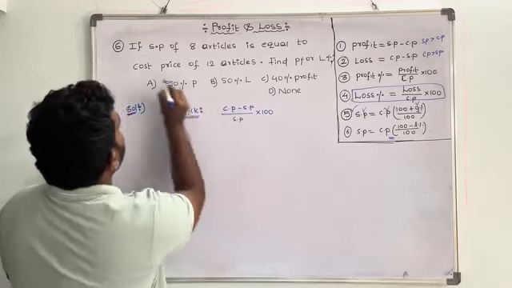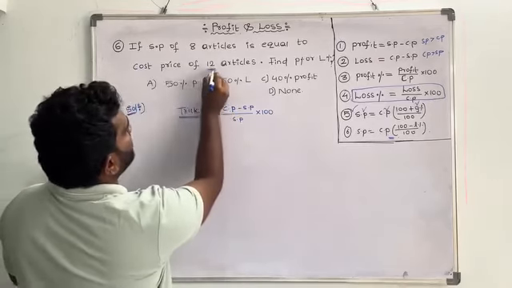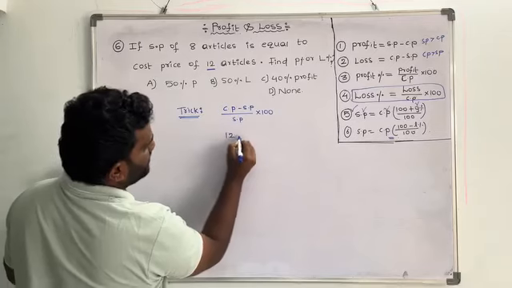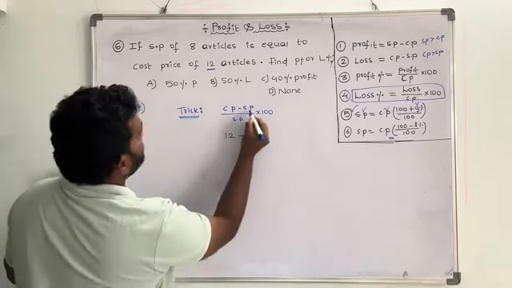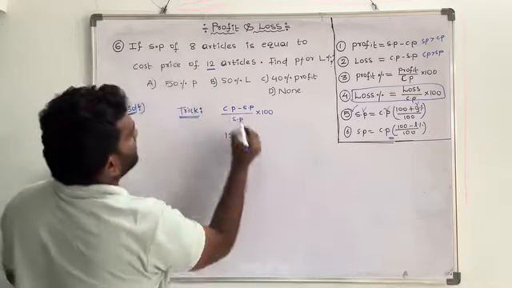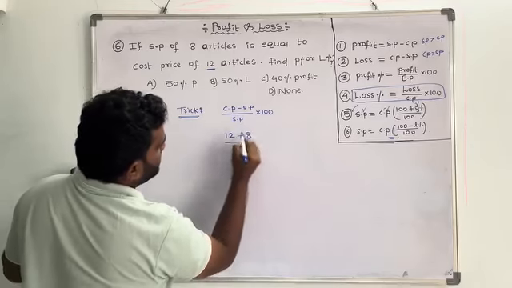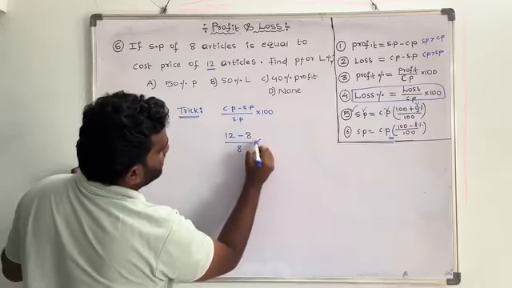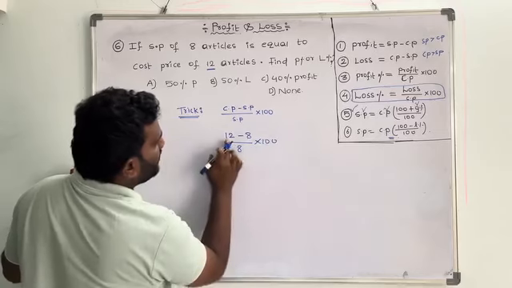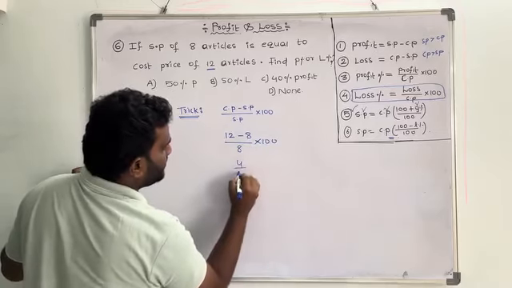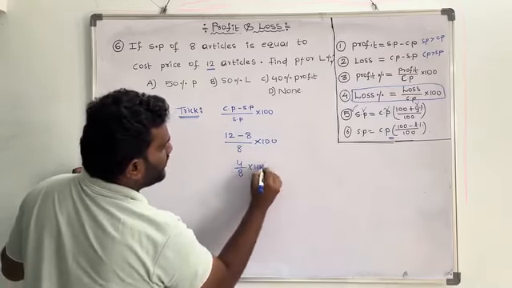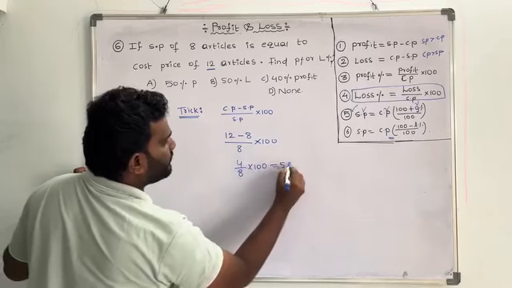See, cost price of 12 articles is given. Take this number, only the cost price article number. And the selling price article number is 8, so take 8. And the selling price is 8 again, into 100. So 12 minus 8, which is 4, by 8 into 100. And this will become 50.